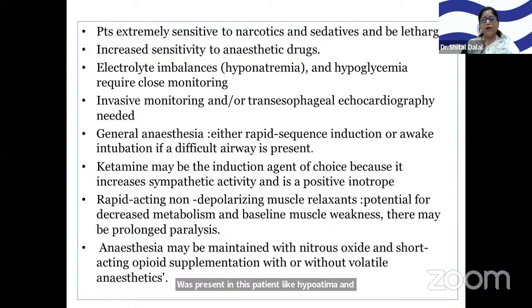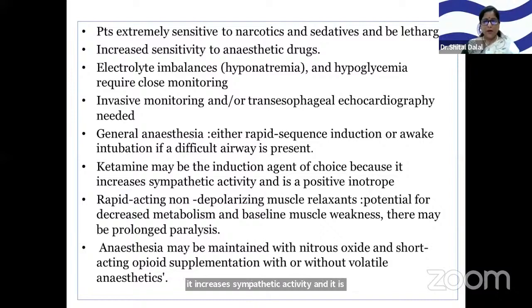Invasive monitoring or transesophageal echocardiography is needed. As far as general anesthesia is concerned, it should be a rapid sequence induction, or awake intubation if a difficult airway is present. Ketamine may be an induction agent of choice because it increases sympathetic activity and it is a positive inotrope.